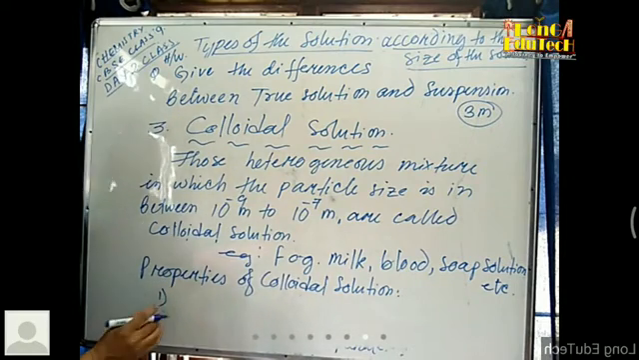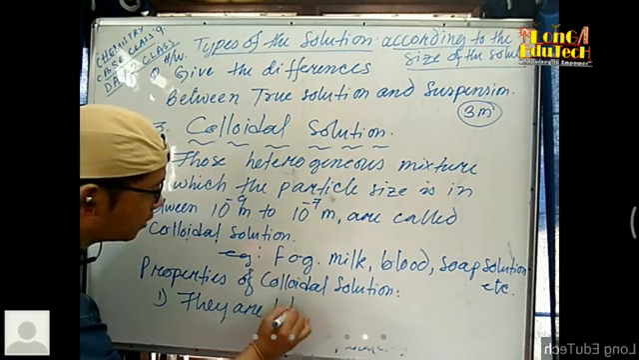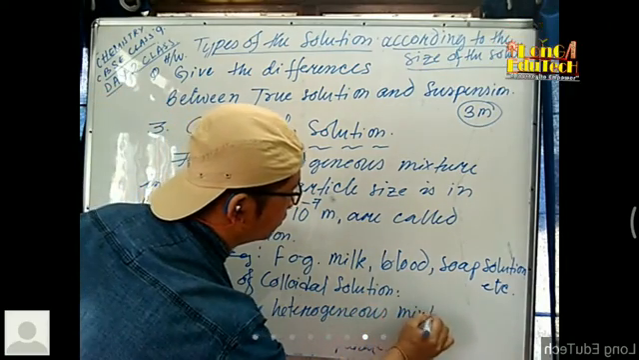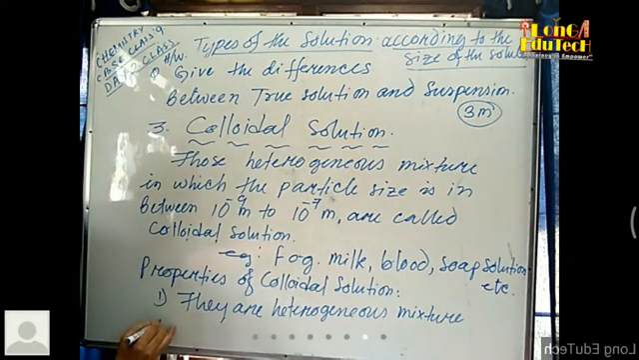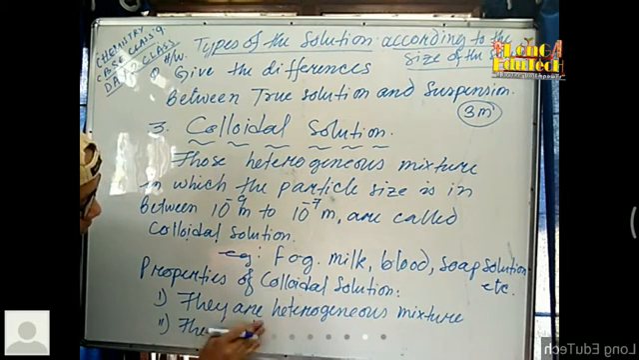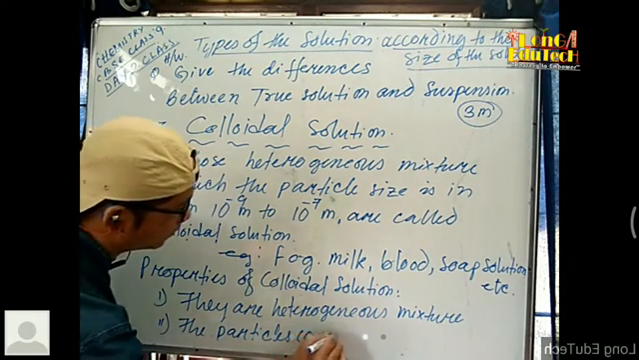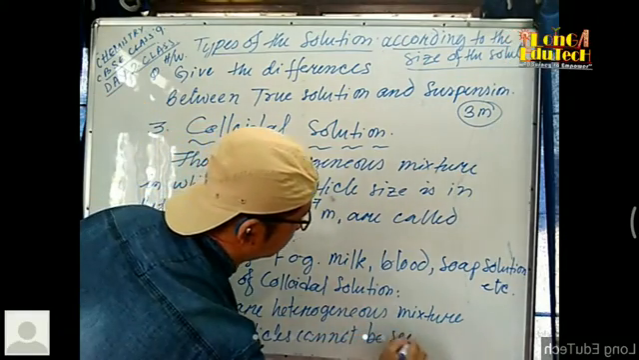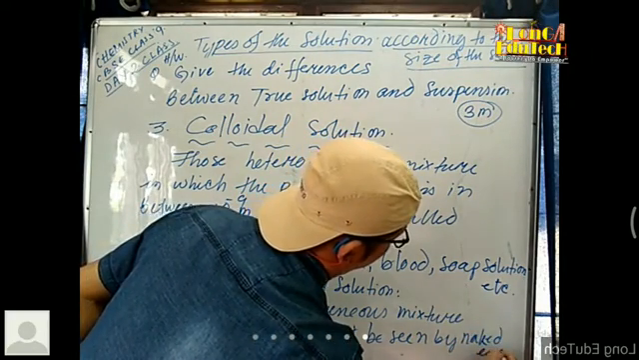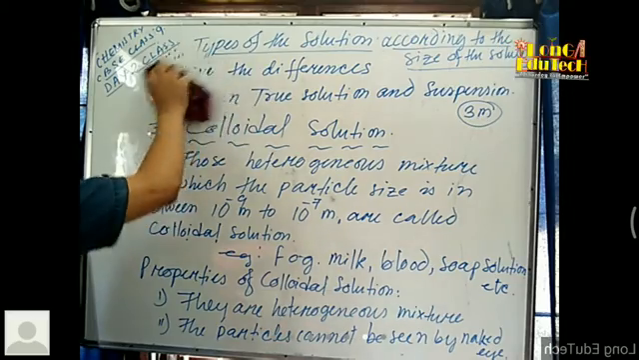What are the properties of the colloidal solution? You have to write here, they are heterogeneous. They are a heterogeneous mixture. This is the first one, and number two is that the particles cannot be seen by naked eyes. By our naked eyes, the particles cannot be seen in this colloidal. And yeah, homework, I think you already wrote it down.